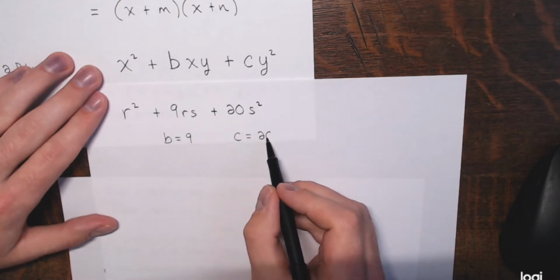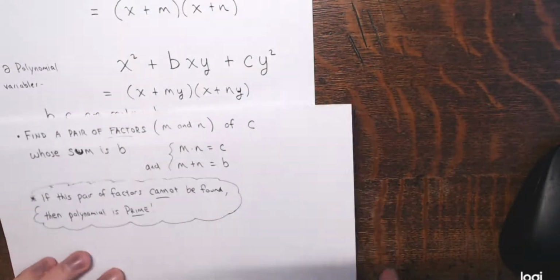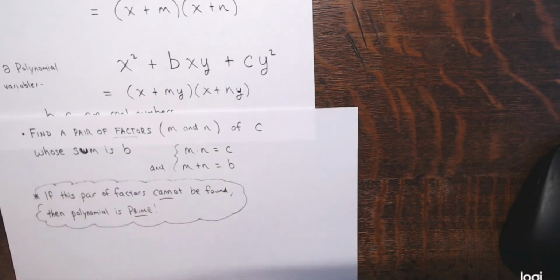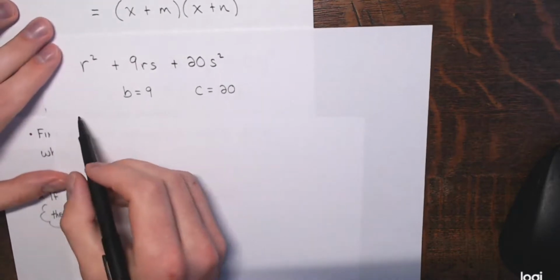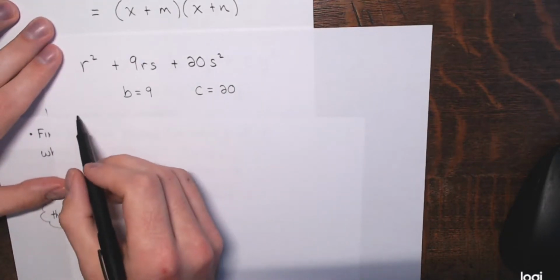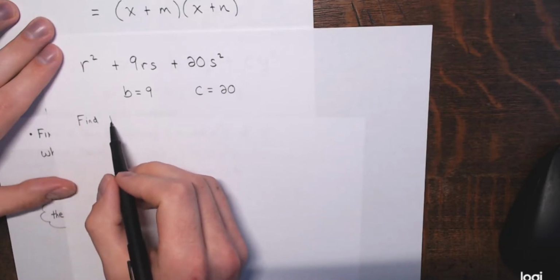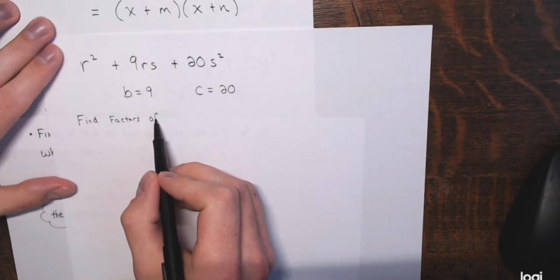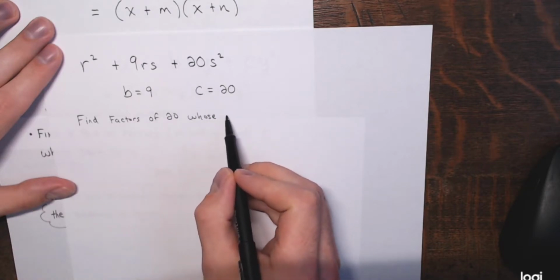Right, and like I mentioned, we are trying to find a pair of factors of c whose sum is b. So back here, I want to find factors of 20 whose sum is 9.